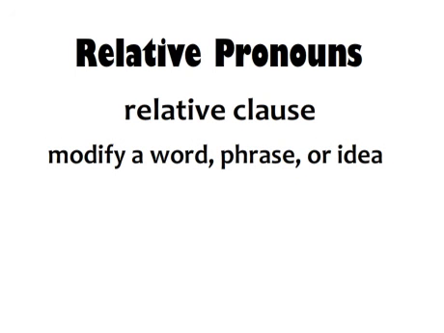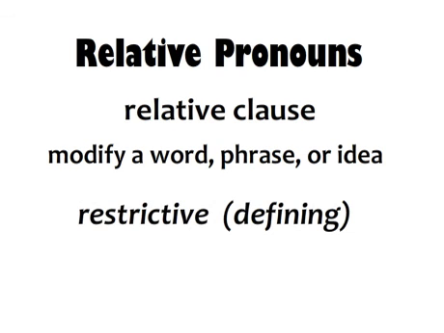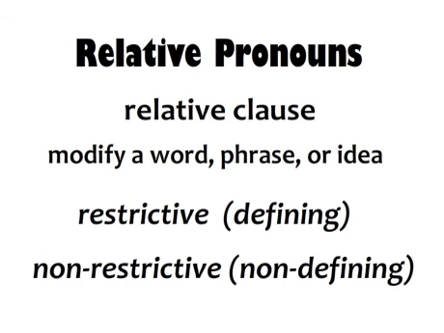We also learned that there are two types of relative clauses that relative pronouns introduce. Those are restrictive relative clauses, which contain essential information, and non-restrictive relative clauses, which contain non-essential information. Knowing whether a clause is restrictive or non-restrictive tells us when to use a comma to separate the relative clause from the main clause.